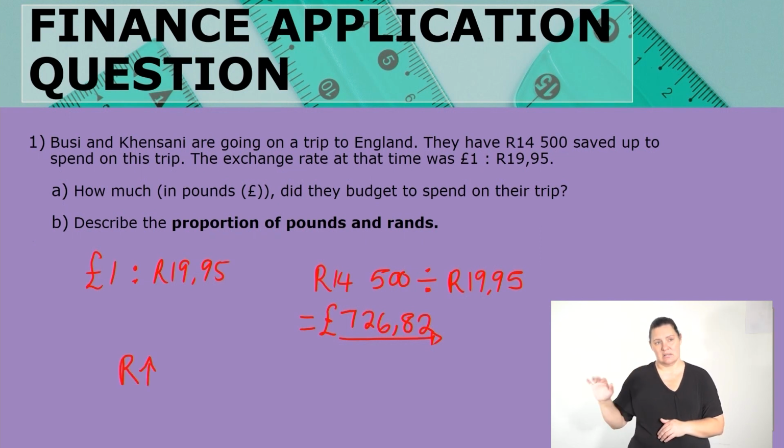So what happens to the pounds? From £1 to 726 pounds and 82, then it means that the pounds also went up. How do we describe this proportion? Because the one is going up and the other one is going up, this means that they are directly proportional.